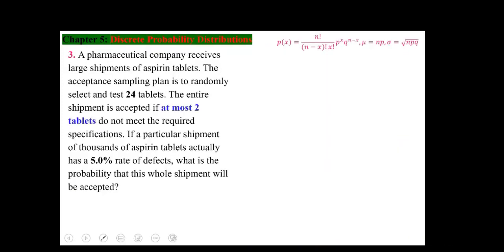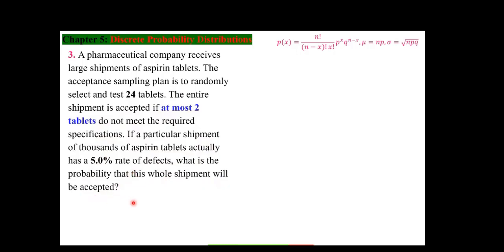A pharmaceutical company receives large shipments of aspirin tablets. This is called the concept of quality control. The acceptance sampling plan is to randomly select and test 24 tablets. So we have a huge shipment and we randomly select 24 of them. The entire shipment is accepted if at most 2 tablets do not meet the required specs. If a particular shipment of thousands of aspirin tablets actually has a 5% rate of defects, what is the probability that this whole shipment will be accepted?